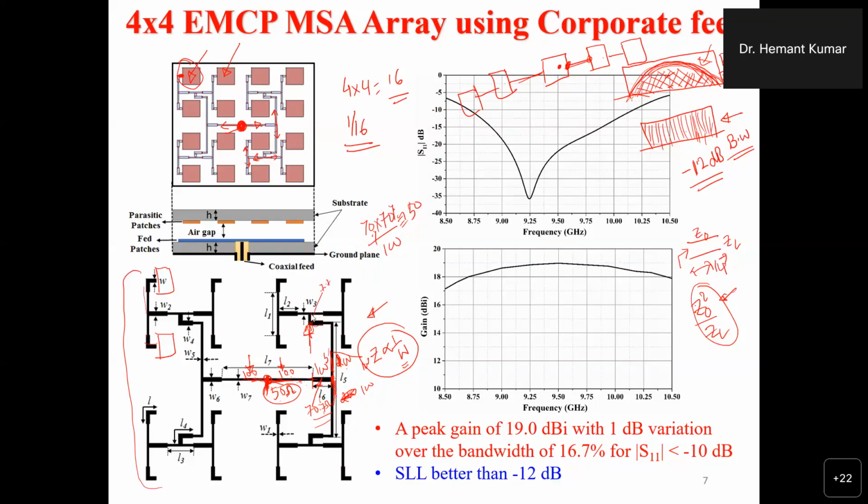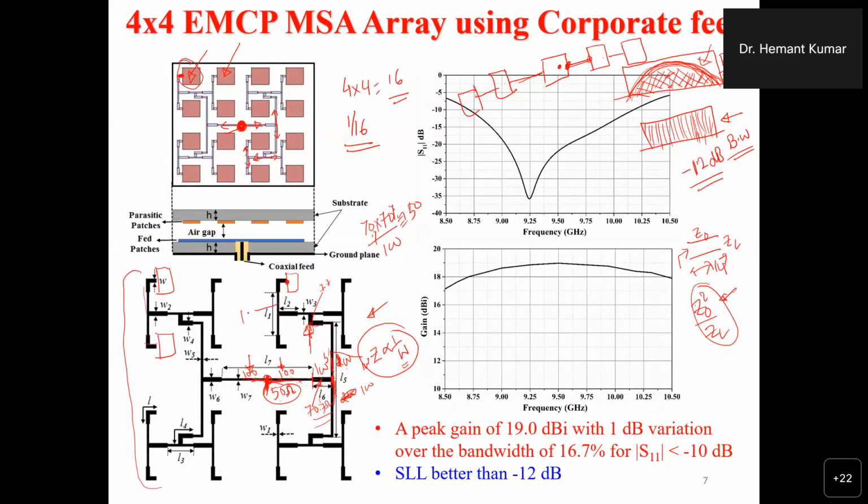Here we are getting 50 ohm. That means this is 100 ohm. This is 100 ohm. Again, you have to convert 100 ohm to 50 ohm. 50 ohm here. That means this is 100. This is 100. Again, you have to convert. So at the end, you have to match the impedance of the patch with this 100 ohm.